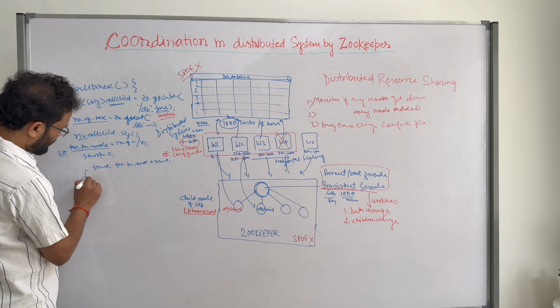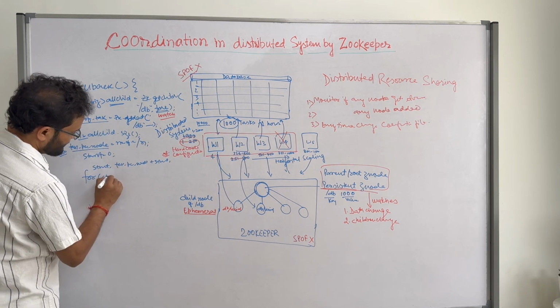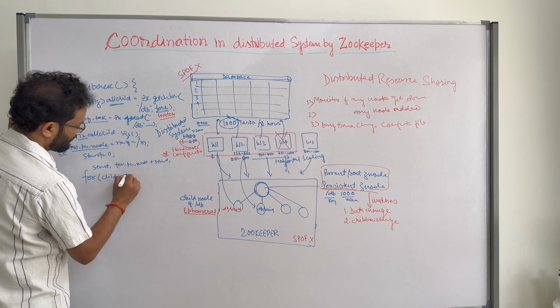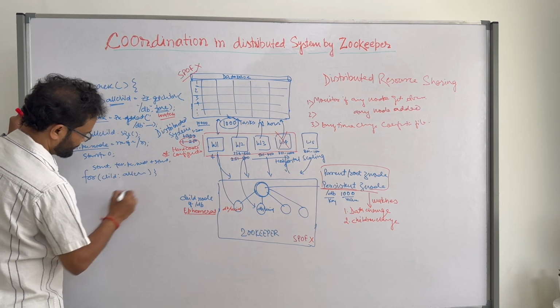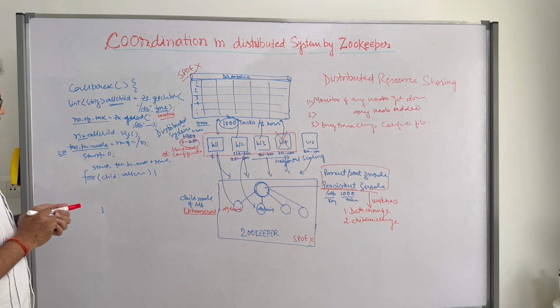Now you make a for loop and iterate for however many children we have, right? So you can say for each child, and then you can assign these tasks. That I will explain to you.